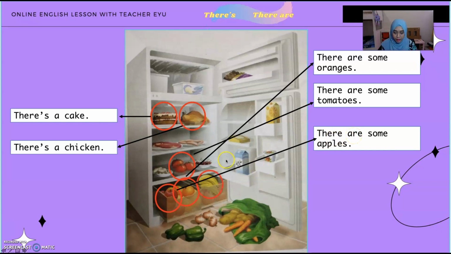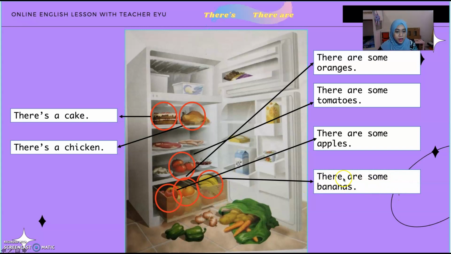Okay, last one. Here we have bananas. Right? So, I think it is more than 1. Lebih daripada satu. Yes or no? Okay, so the sentence, there are some bananas. Okay, we use there are because the bananas are more than 1. Kita guna there are sebab dia lebih daripada satu.